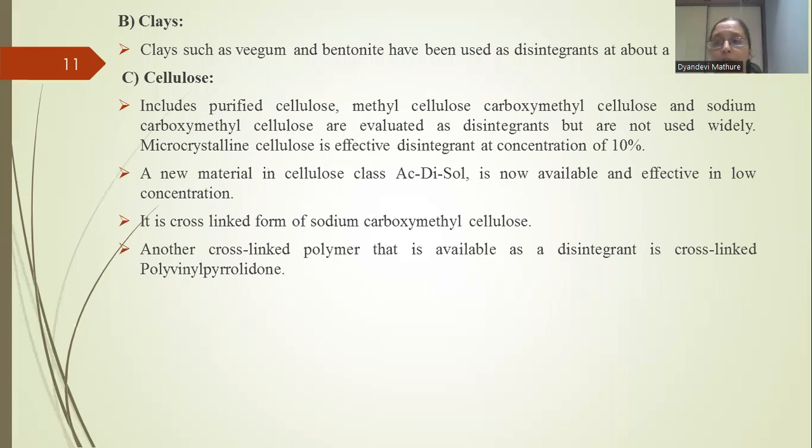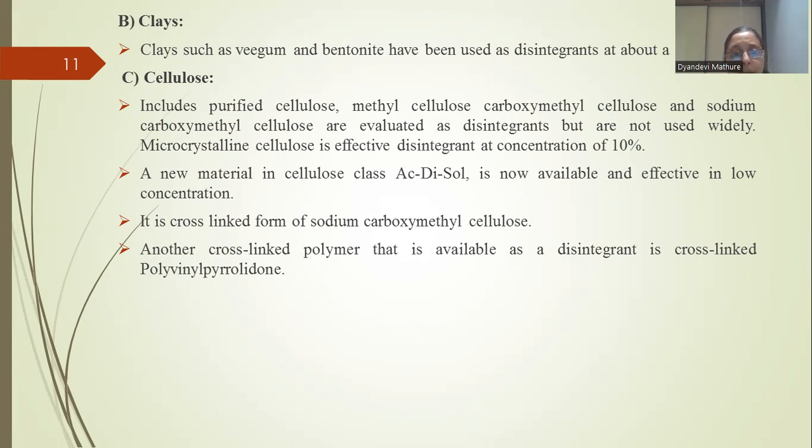Then the third example of a disintegrant is cellulose. It includes purified cellulose, methyl cellulose, carboxymethyl cellulose, and sodium carboxymethyl cellulose. They have been evaluated as disintegrants but are not used widely. The most widely used cellulose derivative is microcrystalline cellulose. You all know, we have just discussed microcrystalline cellulose. It is a diluent also, it is a disintegrant also, but it is a disintegrant at a concentration of 10%.